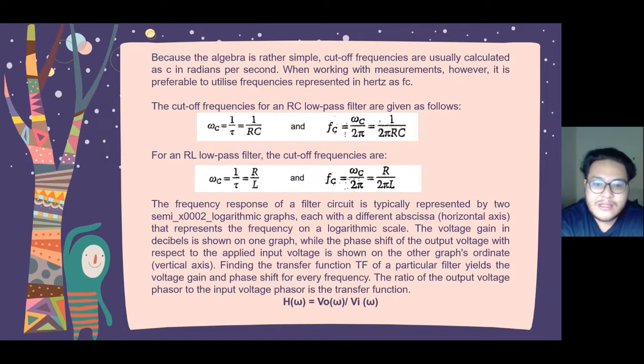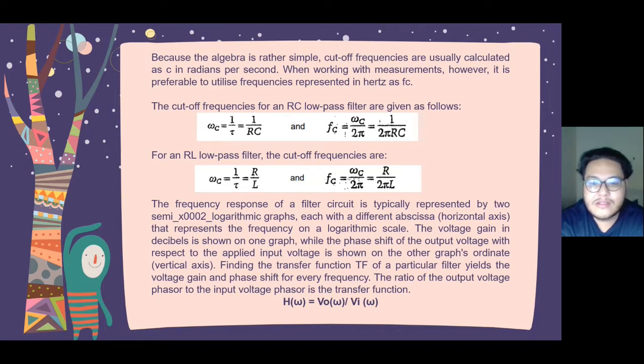The frequency response of a filter circuit is typically represented by two semi-logarithmic graphs, each with a different axis. The horizontal axis represents the frequency on a logarithmic scale. The voltage gain in decibels is shown on one graph, while the phase shift of the output voltage with respect to the applied input voltage is shown on the other graph, on the vertical axis.